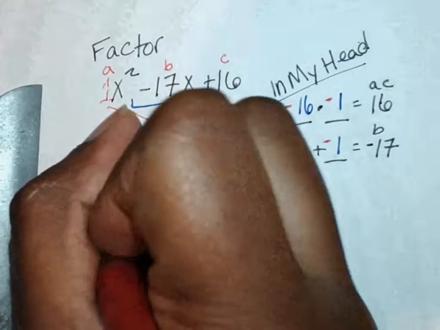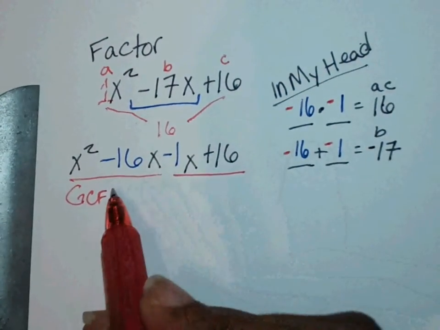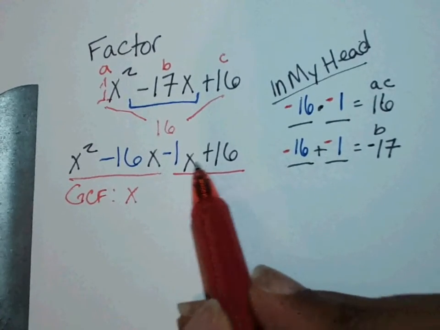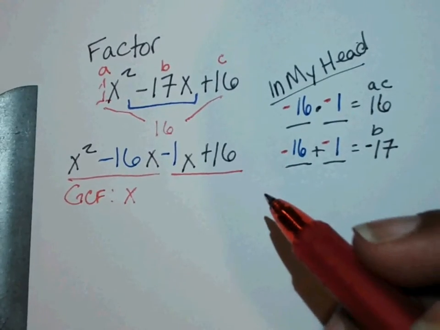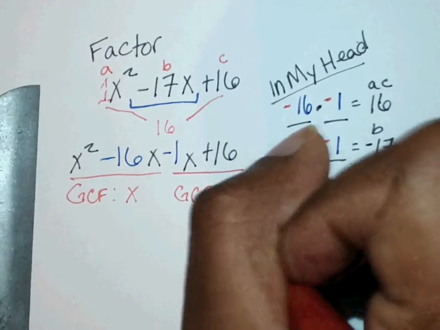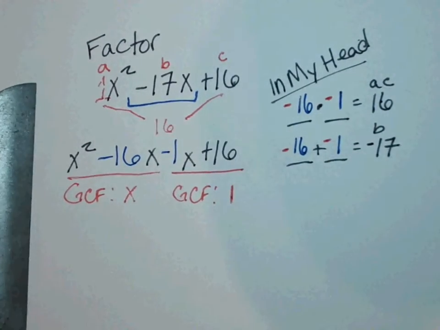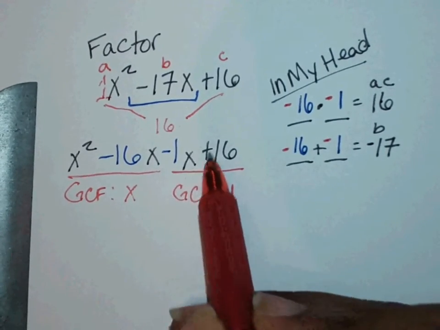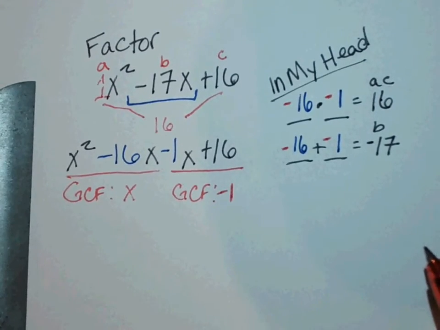I'm going to find the GCF of my first two terms. It looks like they only have an x in common. I'm going to find the GCF of my last two terms. They don't have anything in common. But then I remember that when they don't have anything in common, they always have a 1. And since my first term in this group is negative, my GCF is going to be a negative 1.